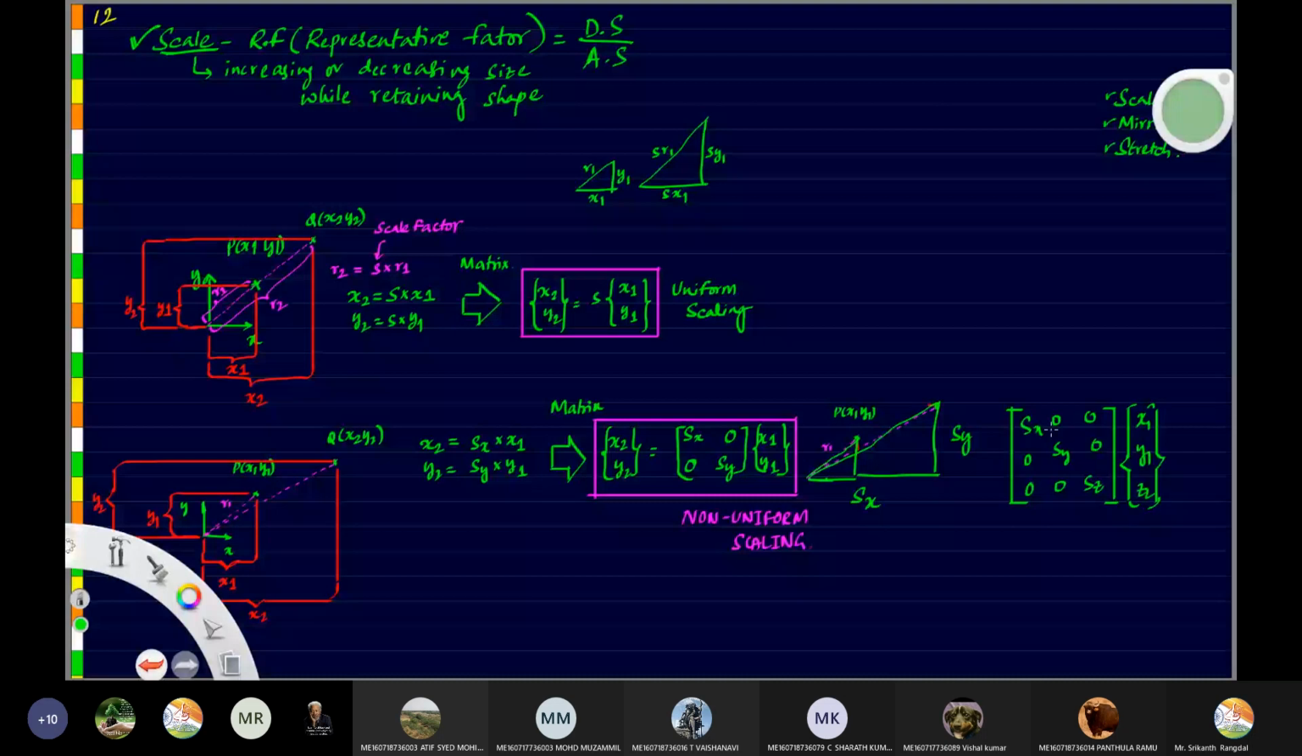So when you multiply these, you will get the final coordinates. So this is for 3D. Fine. And again, when you want to write it in homogeneous format, you have to write it as a 4 by 4 homogeneous matrix.